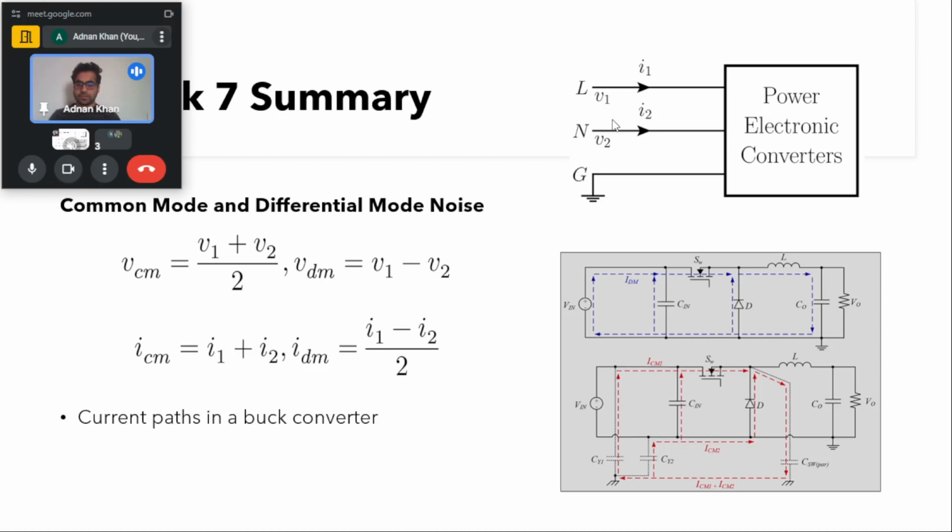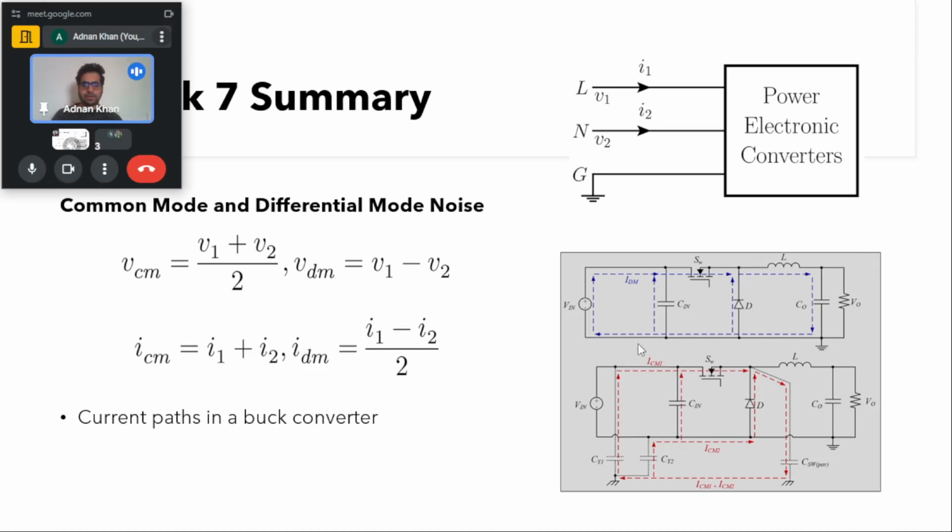But if there is some current flowing in the same direction in the line and the neutral, then there is a common mode current flowing into the converter, given by I1 plus I2, and the differential mode is given by I1 minus I2 divided by 2. And you can see here, we can take an example of the buck converter, as has been shown here.